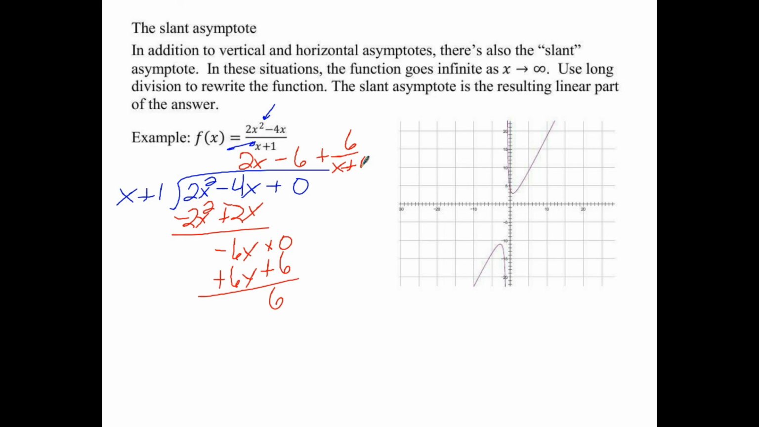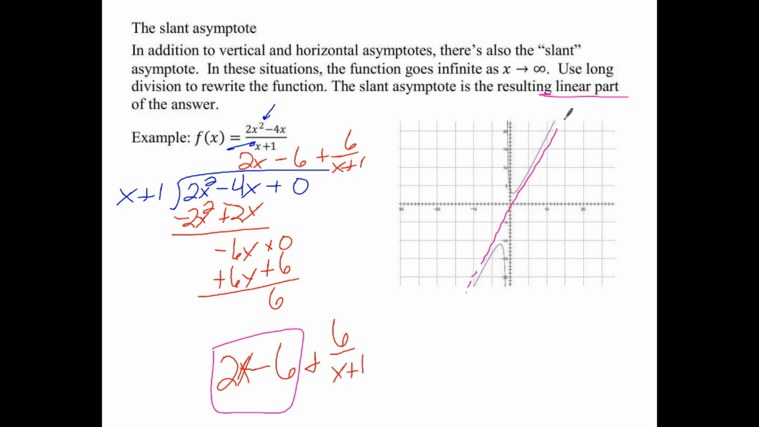So this 2x minus 6 plus 6 over x plus 1 is the function. You've just carried out the division as far as you can go. This 2x minus 6 right here is the linear part of the function. The resulting linear part of the function is the slant asymptote. That's your slant asymptote right there in the graph. That equation would be your slant asymptote: y equals 2x minus 6 is the equation for the slant asymptote.